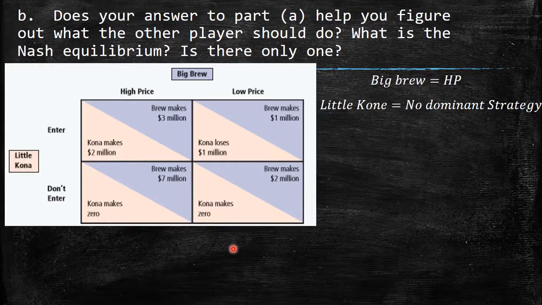First here, if this one moves high price, what should be better, 2 or 0? 2, right? Then what should be better, 3 or 1? Should be better 3 when the other one enters. Then here, what should be better, loss of 1 or 0? Should be better 0. And this one, high price or low price when the other one moves not enter? Should be better 7. So this can help us identify the Nash equilibrium. Big Brew makes 3 and the other one makes 2.